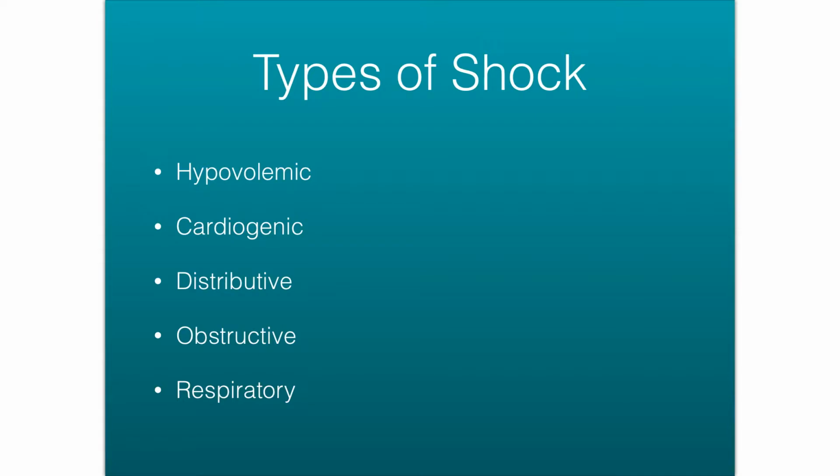This video will be a brief overview of shock to go along with the pathophysiology chapter of our textbook. When I think about shock, I consider there are 5 main types. There's really only 3 in the great scheme of things. We break it into 5 categories: hypovolemic, cardiogenic, then distributive, obstructive, and respiratory.